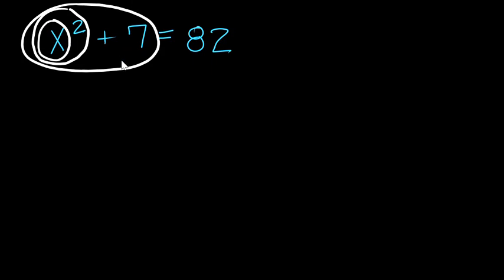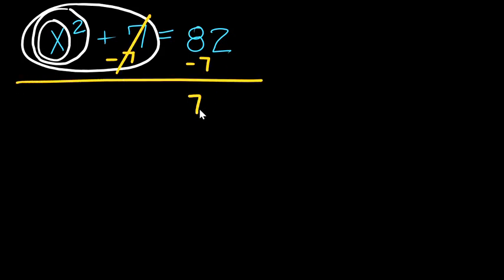Right, yeah. So we're going to go ahead and subtract 7 on both sides to get rid of that 7. And we're going to get x squared equals 75. Okay. From there, we still have to get rid of this exponent. So I want you to think about what I told you a couple of moments ago. What is the inverse operation for exponents? What's the inverse of exponents here?